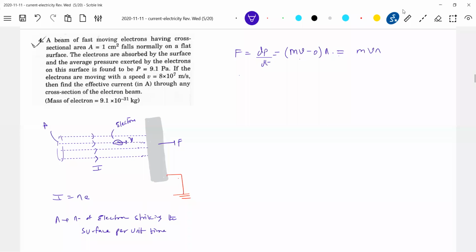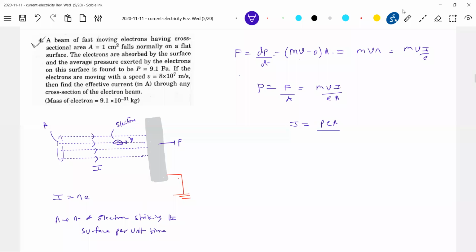So how to eliminate n? n will be I by e. Then we find the effective current. e is given, pressure will be F by e. Sir, Q will be equal to n e. What you are saying? Net charge will be equal to n into e.